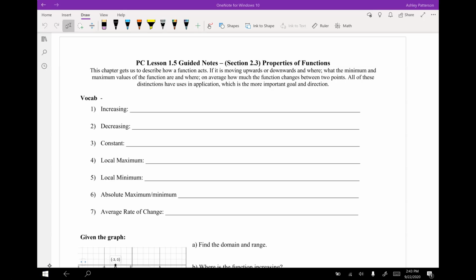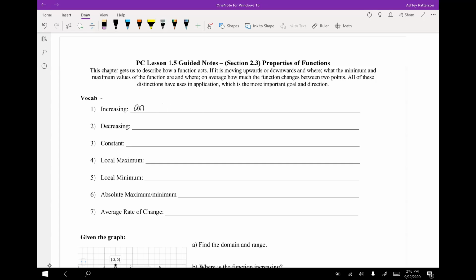And we're back. Okay. So some really important vocab, and I just went over it, but let's write it down. In order for us to discuss properties of functions, we need to really understand what all this means. Okay. Increasing. Increasing is an interval.